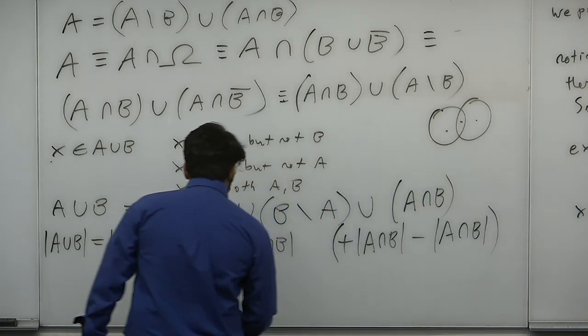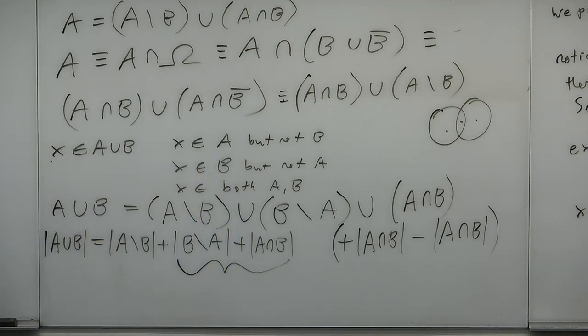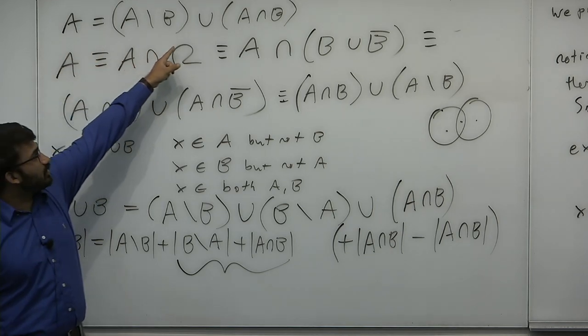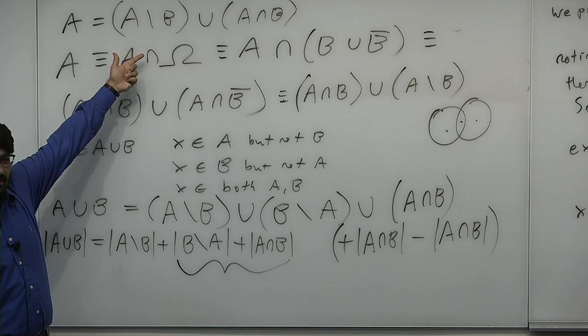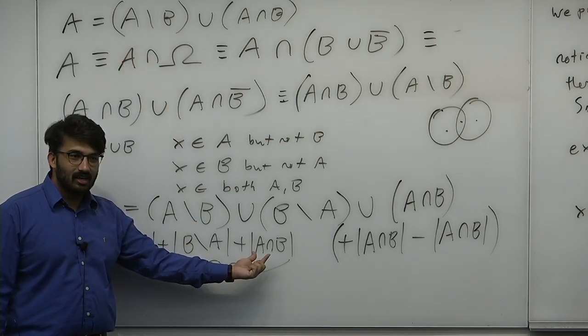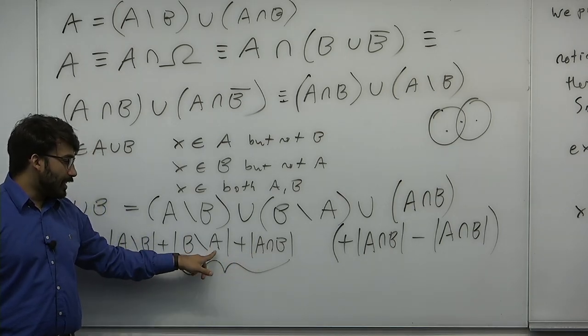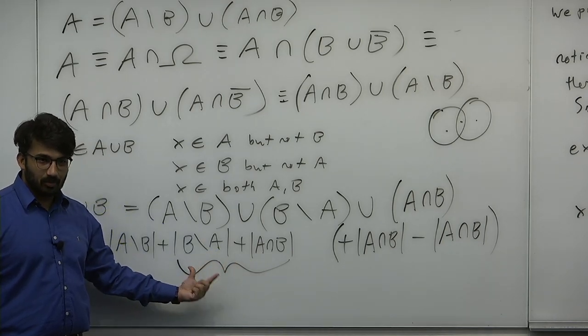What is the cardinality of B minus A plus A intersect B? It's B. Why is that B? Well, we just proved that A is equal to A minus B union A intersect B. Those are a partition of A. Those two things are certainly disjoint. So B minus A plus A intersect B is all the things that are in B and not in A, or all the things that are in B and in A. So this is a partition, and the cardinality is just B.